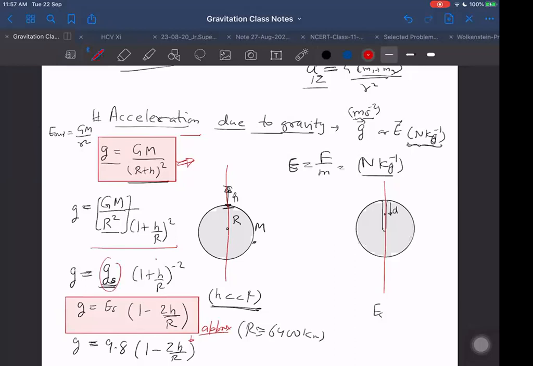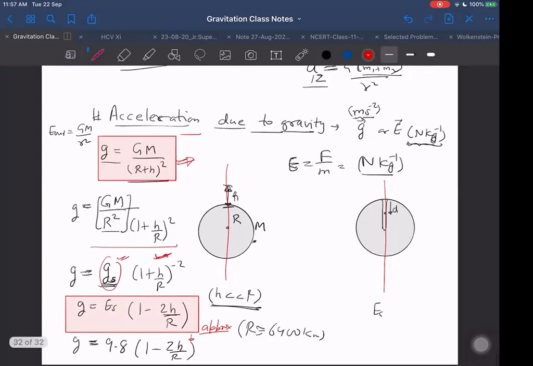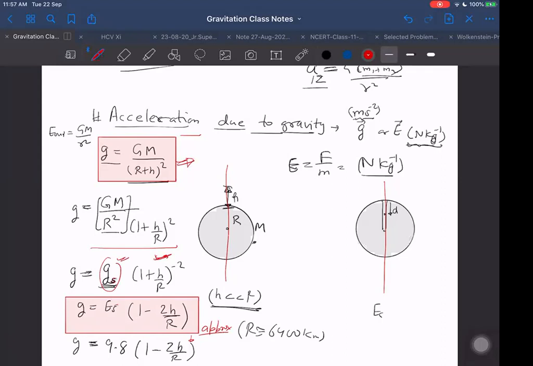I can use this. This is also exact. I can use this one. I know g at the surface, acceleration due to gravity at the surface. What about at the depth? If I want to find it at the depth, then I can write it as R minus h whole square.